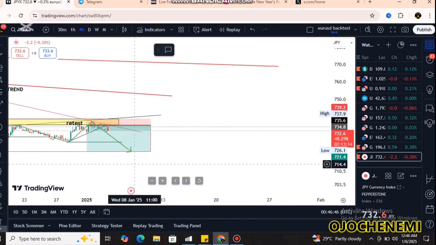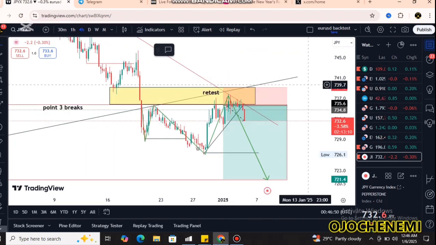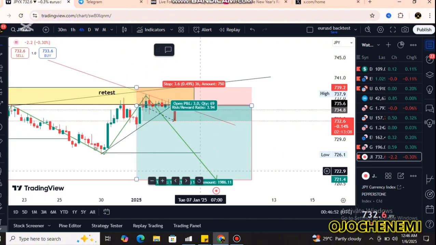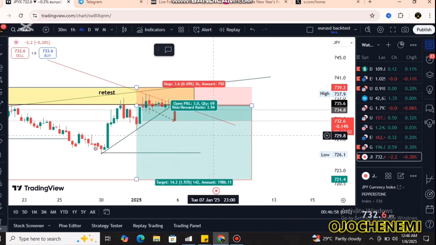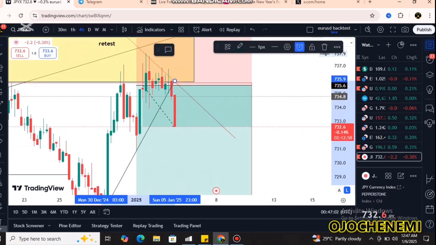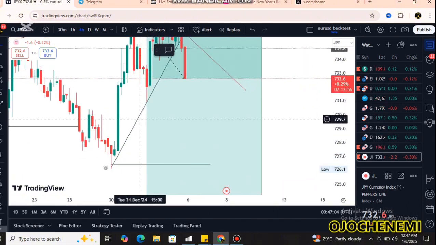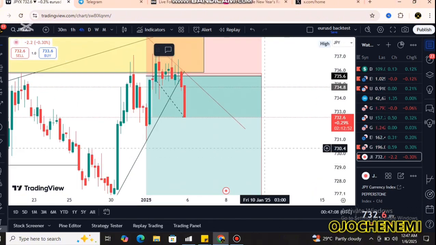So let me delete this. So let's go to my prop firm. So you can see that the market has broken my trend line again. This support trend line you can see here, it has broken it, and you can see the massive push here. So GBP JPY, I'm on GBP JPY. I'm on a trade on GBP JPY.